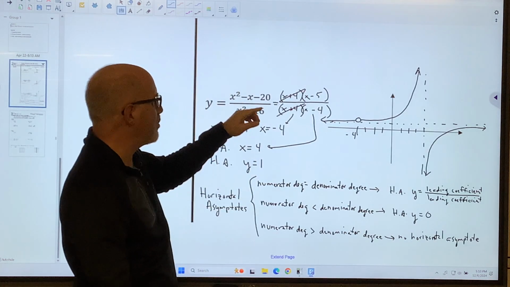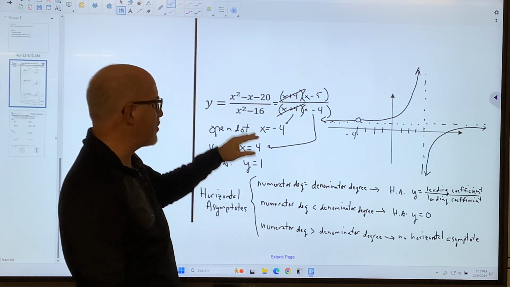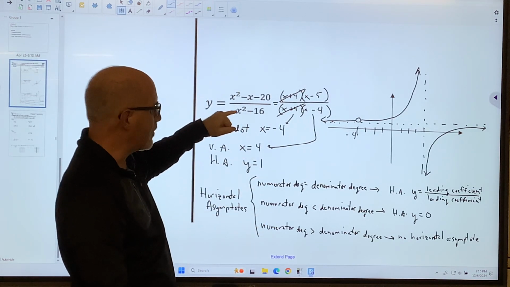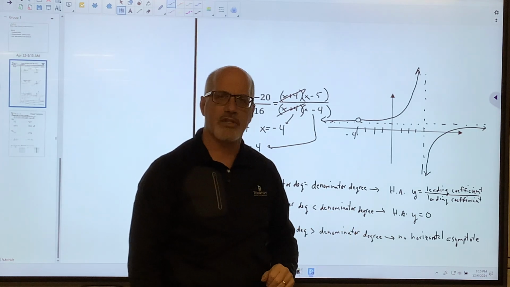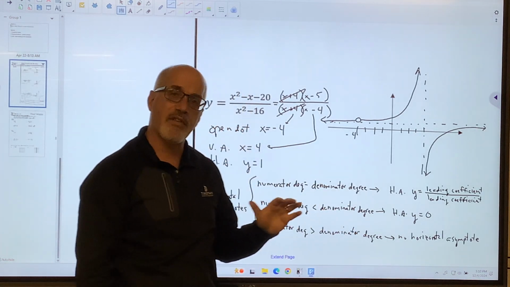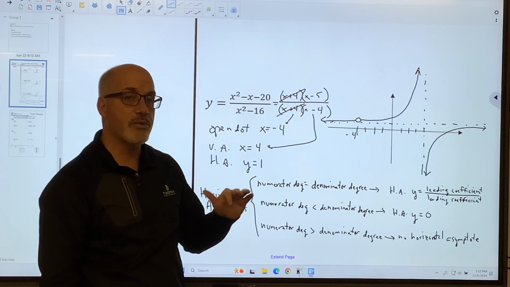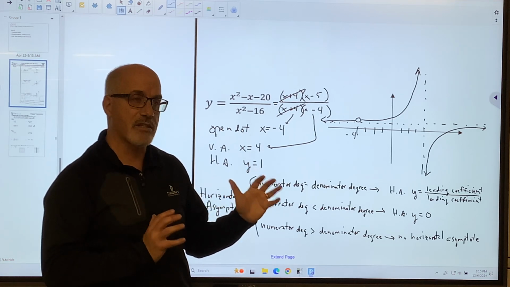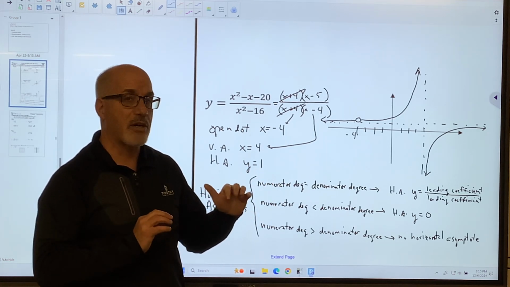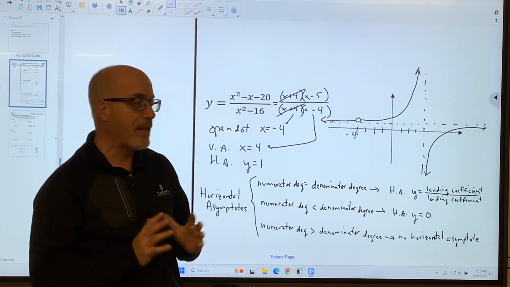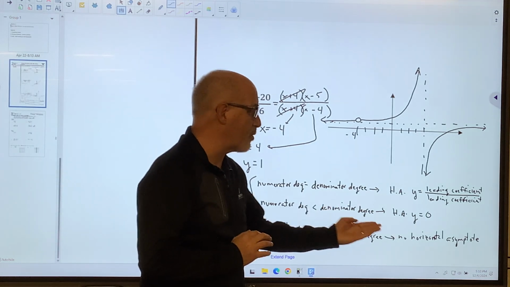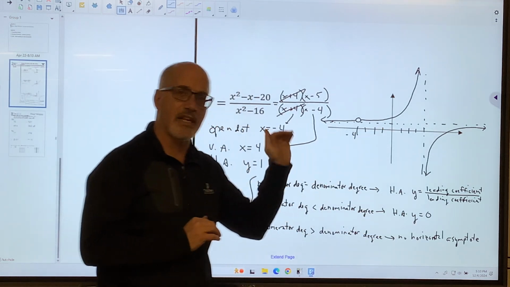And lastly, if the numerator degree on top is larger, say this would be a cube over a square, we don't have a horizontal asymptote. So we'd have to have a further discussion about what those asymptotes might look like. They might be a slant asymptote, might be a parabolic asymptote. That's for a different discussion, but you just don't have a horizontal line as an asymptote.